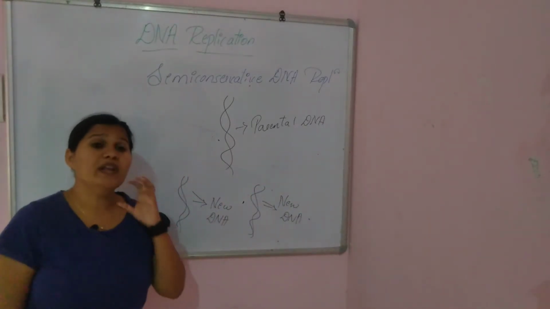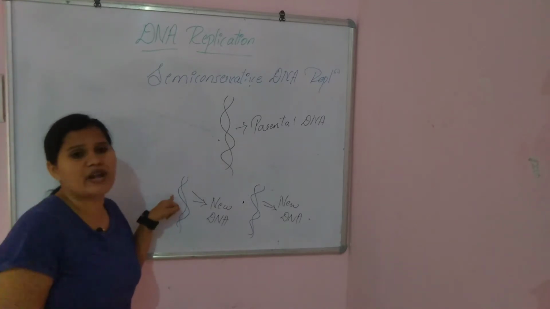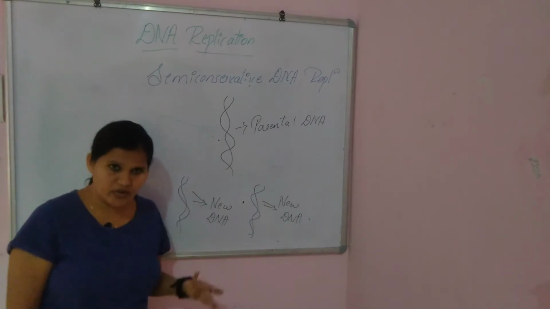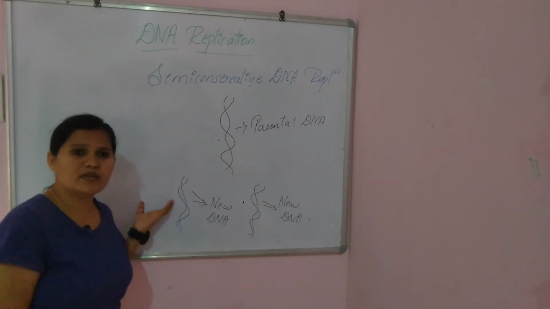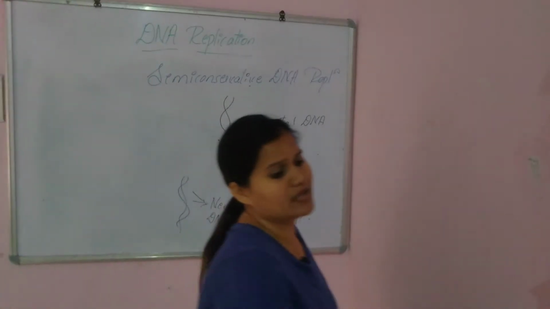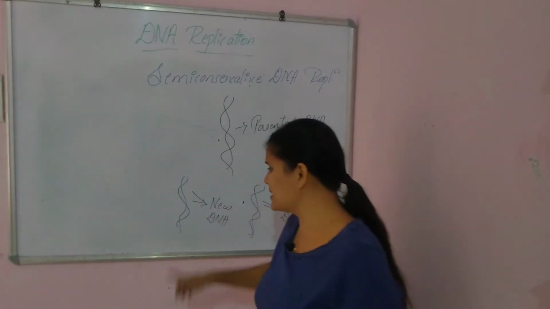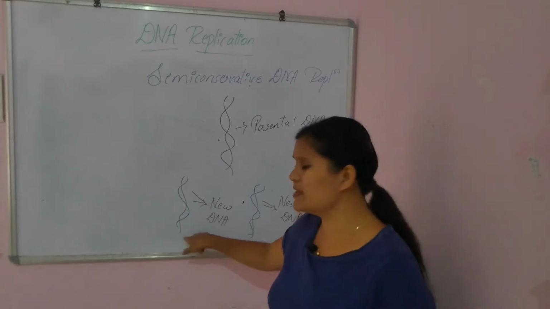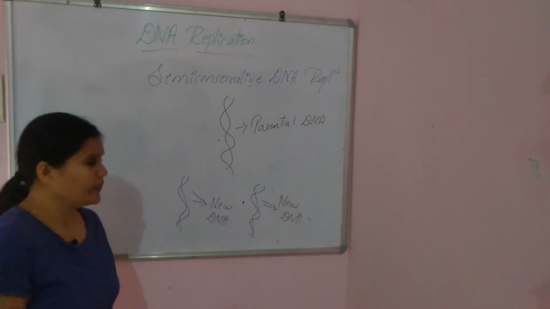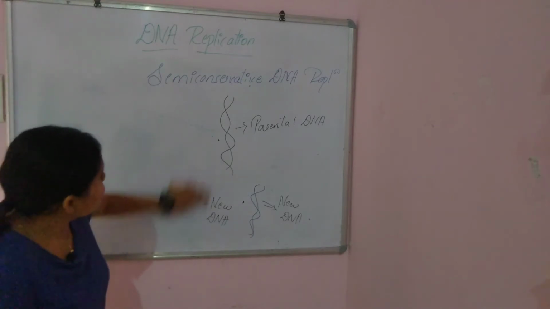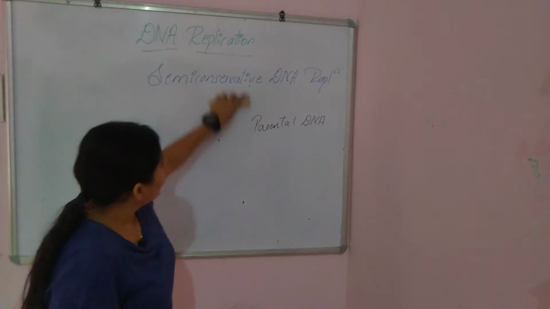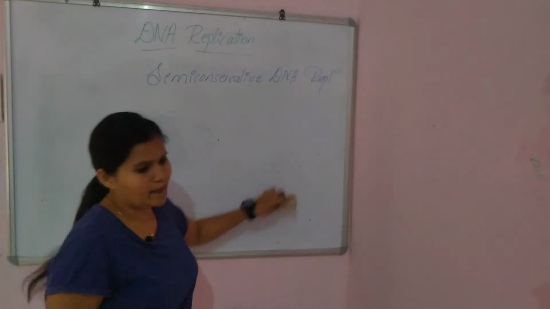And now we'll learn how this new strand of DNA is produced. Did you get to know how this new strand of DNA is produced? No. Okay. Now we'll learn how this new strand of DNA is produced and attached with this old DNA and formed as the new DNA. There are some processes and steps in the process of DNA replication.